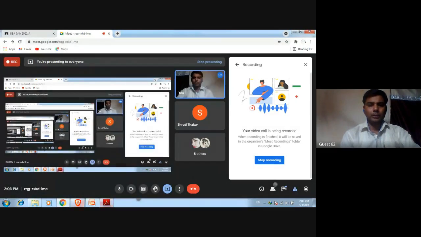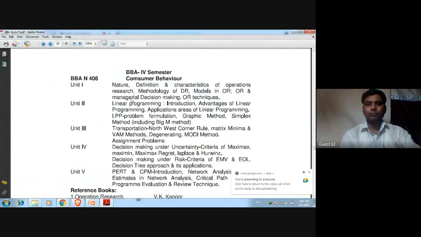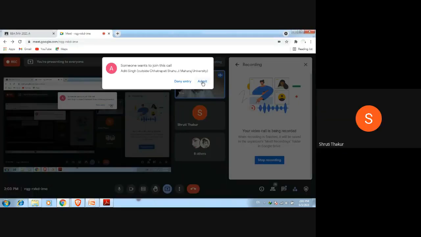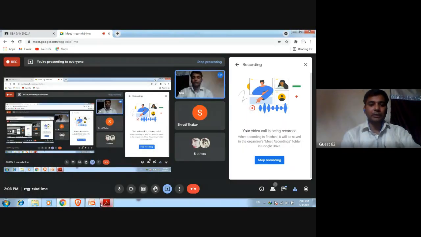This is your syllabus. We have completed up to second unit, that is simplex method including BIGAM method. Now your third unit is starting, that is transportation. And in the transportation problem, we will look at the northwest corner rule, matrix minima, VAM method, degeneracy modification method, and assignment problem. So first we start with the introduction of transportation method.